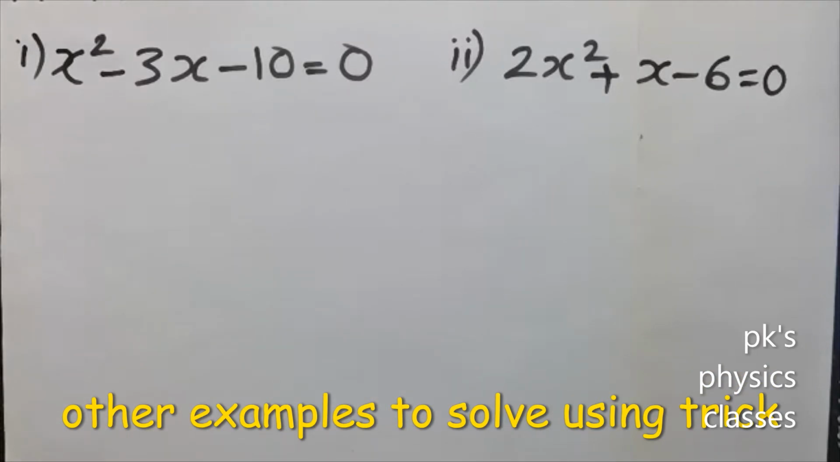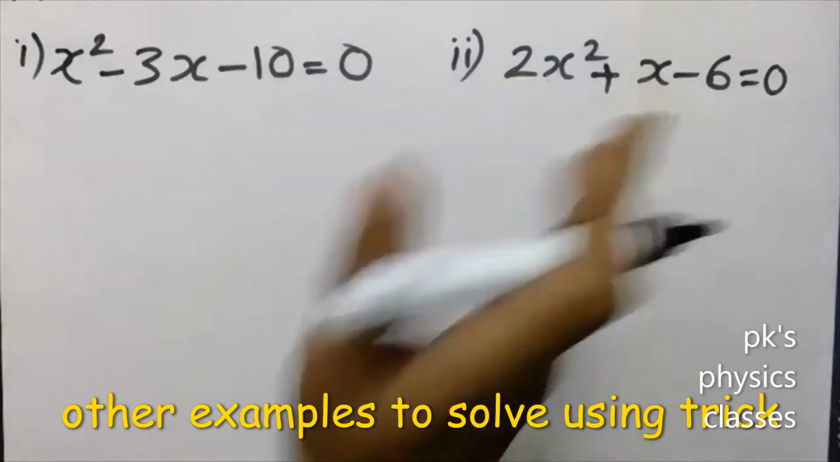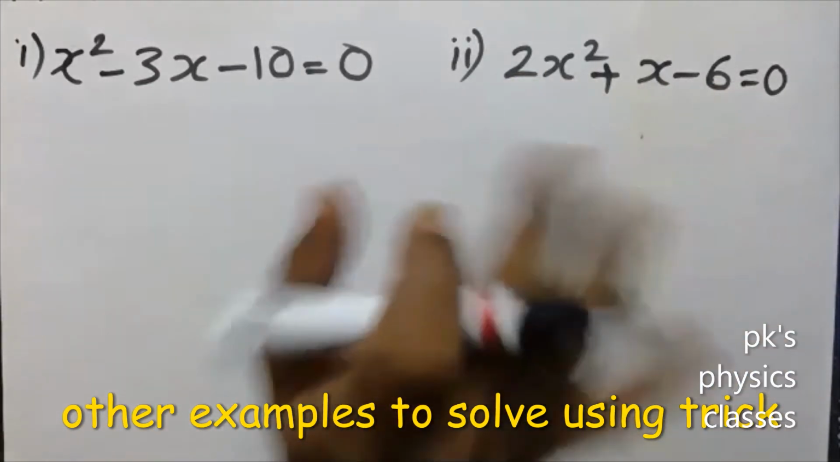Let us see. There are two examples here. First one is x² - 3x - 10 = 0. Okay, let us see this first. There is one more example. Let us come to see that later.